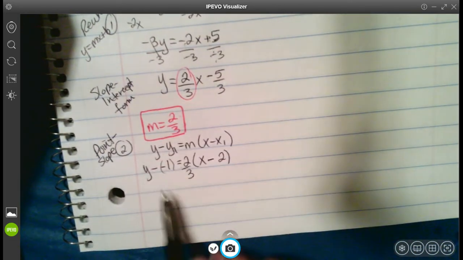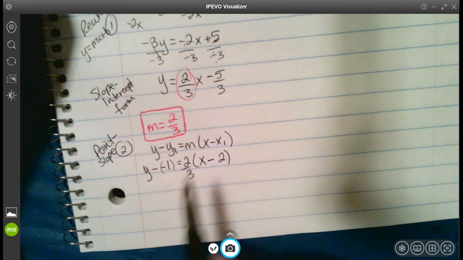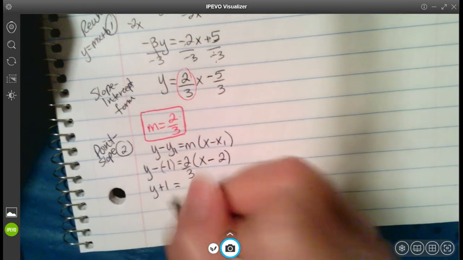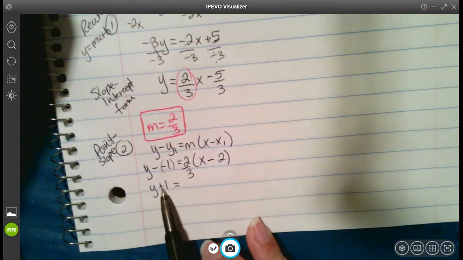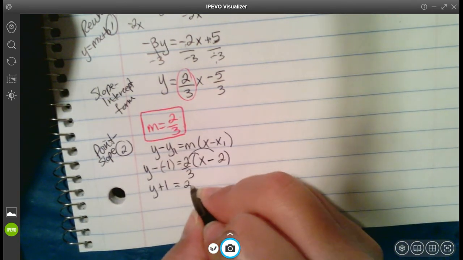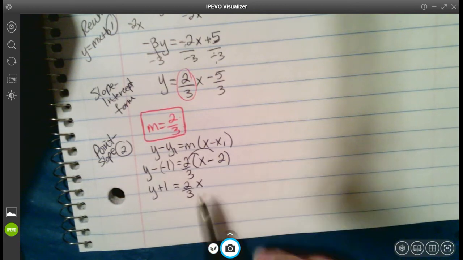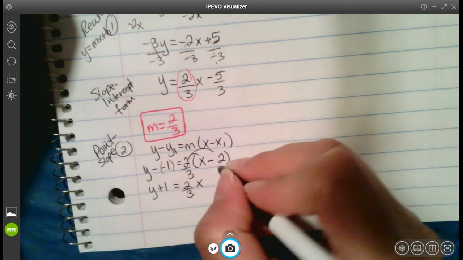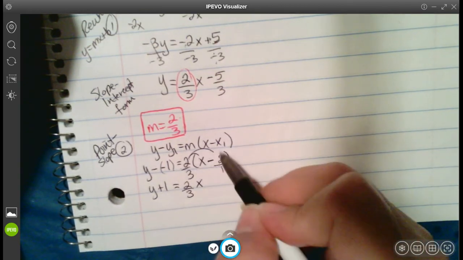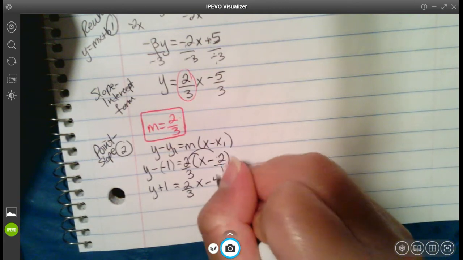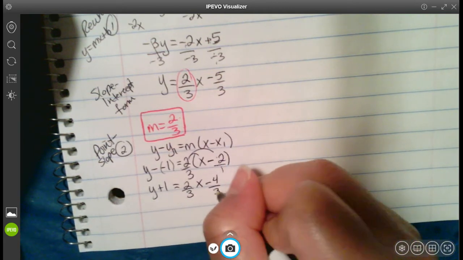Okay, I'm going to do several steps here. So this is going to be y plus 1, because the two negatives make a positive. And I'm going to distribute this here. So I'm going to get 2/3 x, and then 2/3 times -2. Remember that all we're really doing is putting this over 1 and multiplying straight across. So that would be 2 times -2 is -4. And then 3 times 1 is 3.